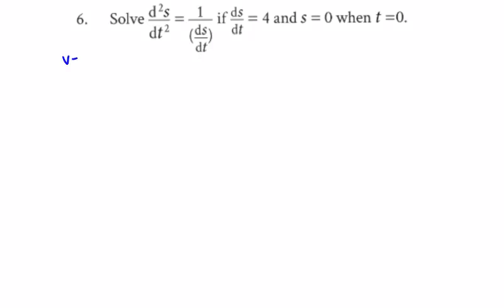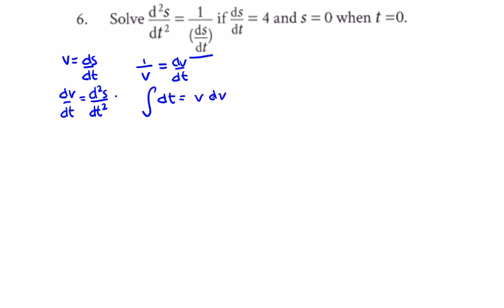Question 6. If v is equal to ds/dt, then dv/dt is equal to the second derivative d²s/dt², which we know is equal to 1 over ds/dt, which is v. So 1 over v becomes dv/dt. So dt would be equal to v dv.